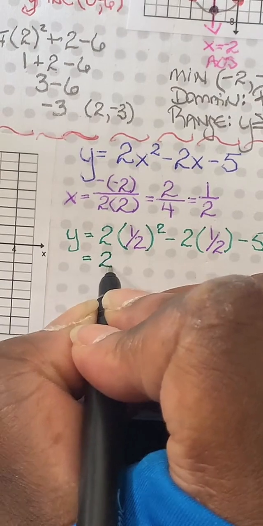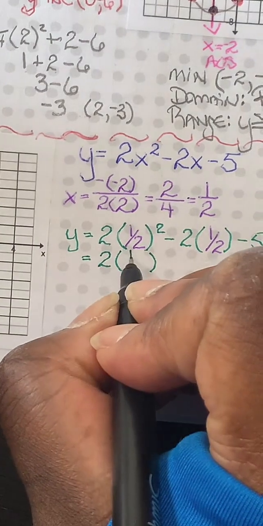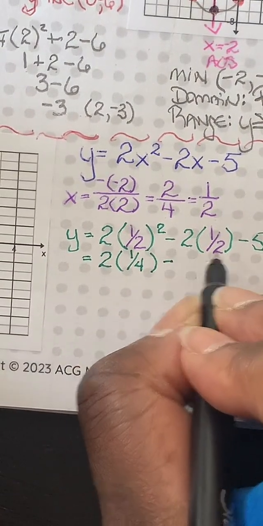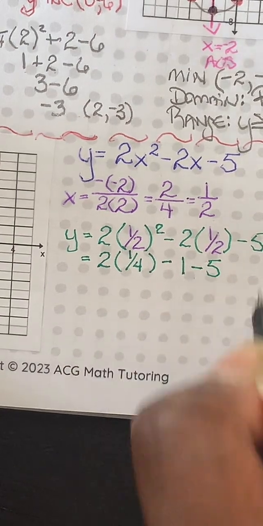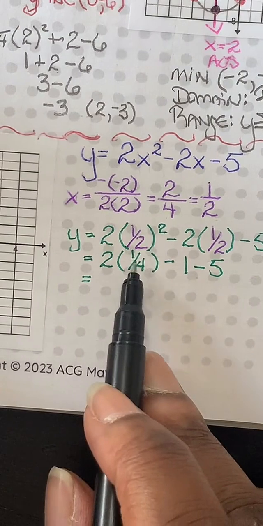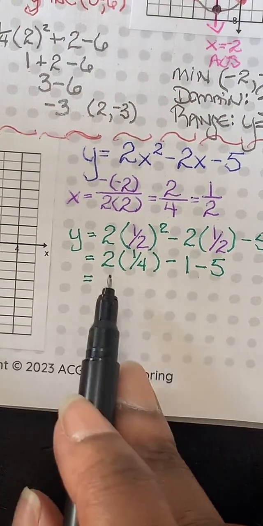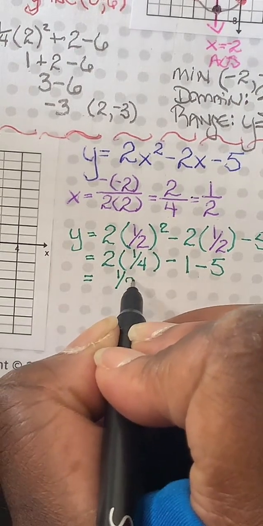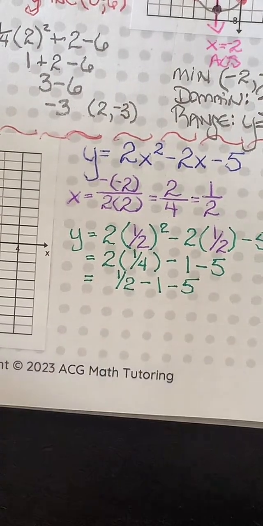So that means we have 2 times 1/4 minus 2 times 1/2, that gives me a 1 minus 5. So 2 times 1/4, that gives me 2/4, just like how we did earlier. But 2/4 can be reduced to 1/2. So you have 1/2 minus 1 minus 5.